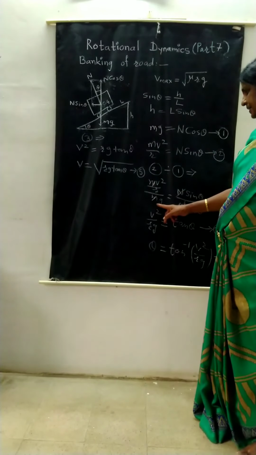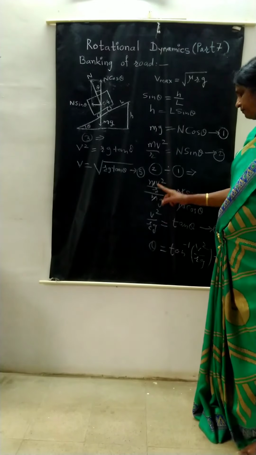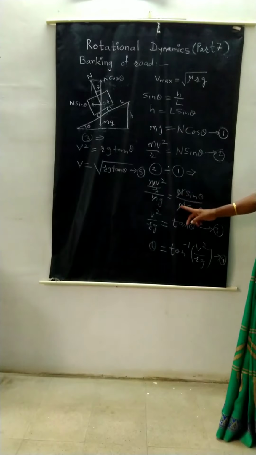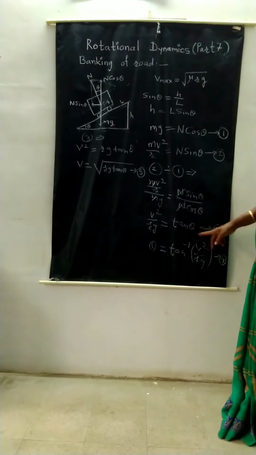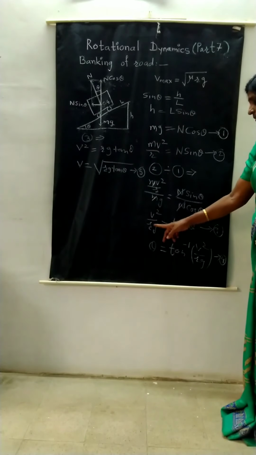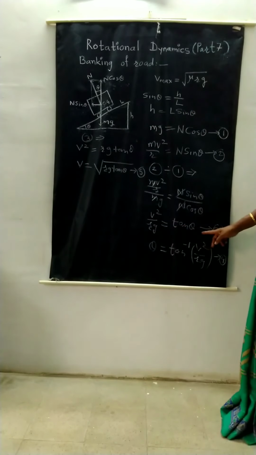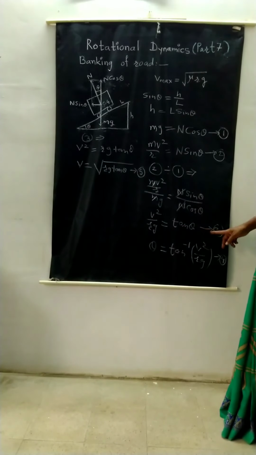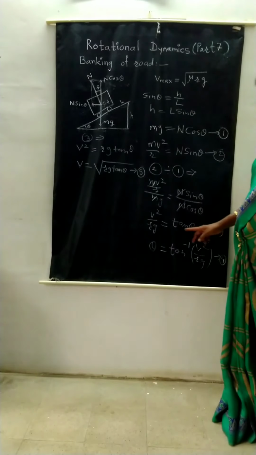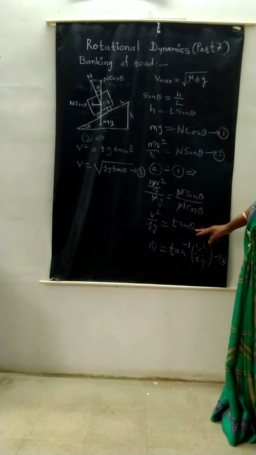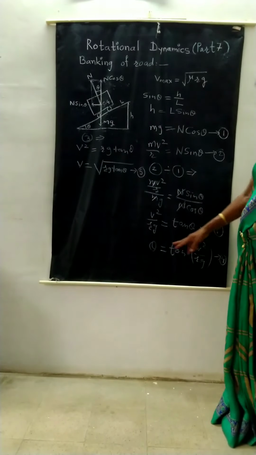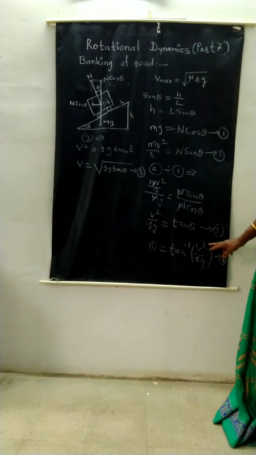Here m cancels. So, we get v square upon rg on the left hand side. On the right hand side N cancels. Therefore, we get tan theta, since sin theta upon cos theta is tan theta. Hence, the equation becomes v square upon rg is equal to tan theta. This is an important equation for us, because if we want to find the angle of banking theta, then from this equation we obtain theta as tan inverse of v square upon rg.